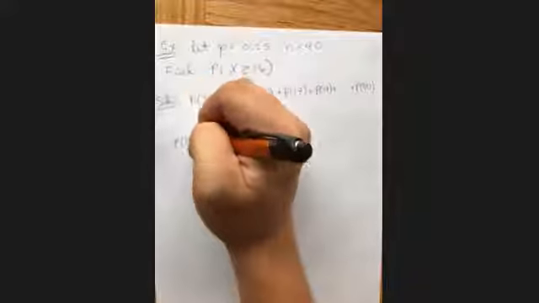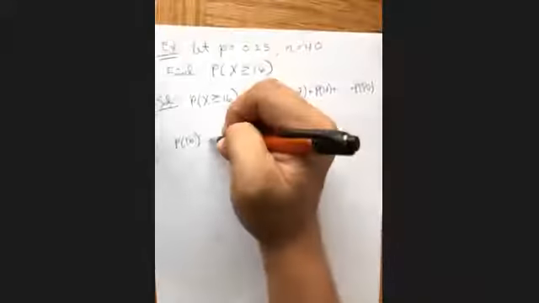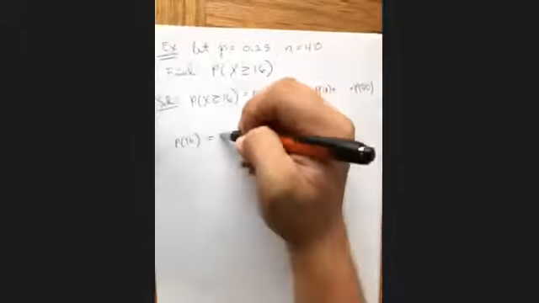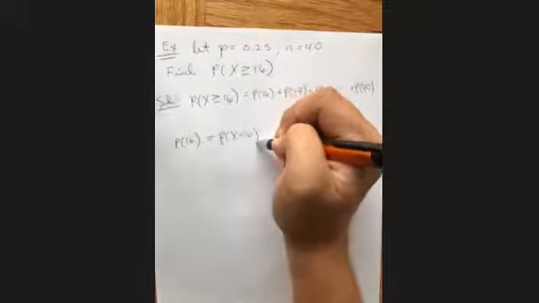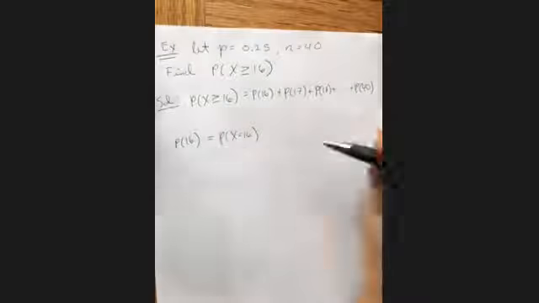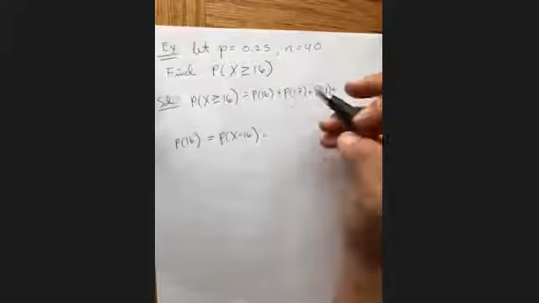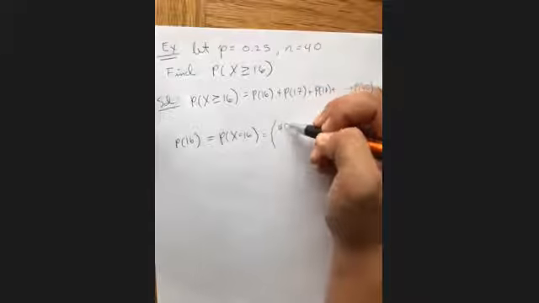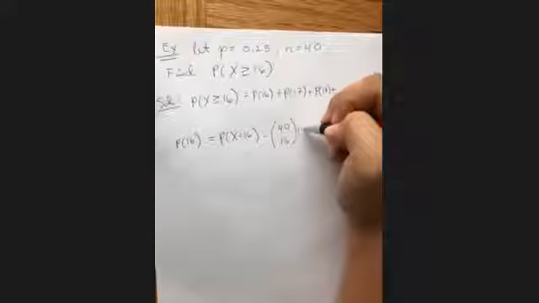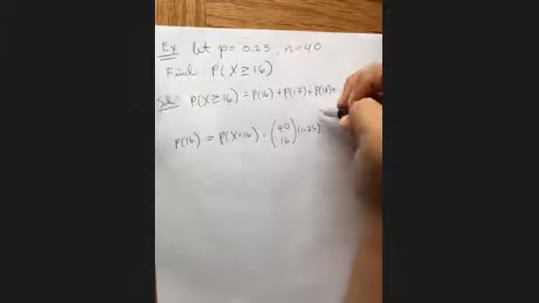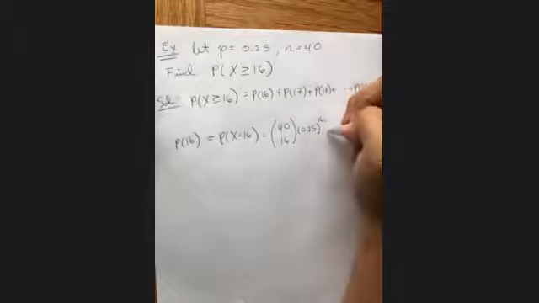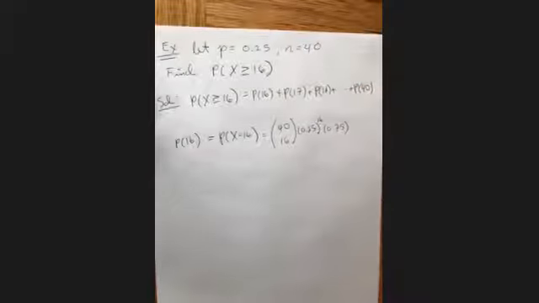Just computing the first probability, P of x equals 16, which is the same as this. So we shorten this to this. Well, with all these particular numbers, we see that this probability would be 40 choose 16, 0.25 to the 16th power times 0.75, which would be our q, to the 40 minus 16 power.